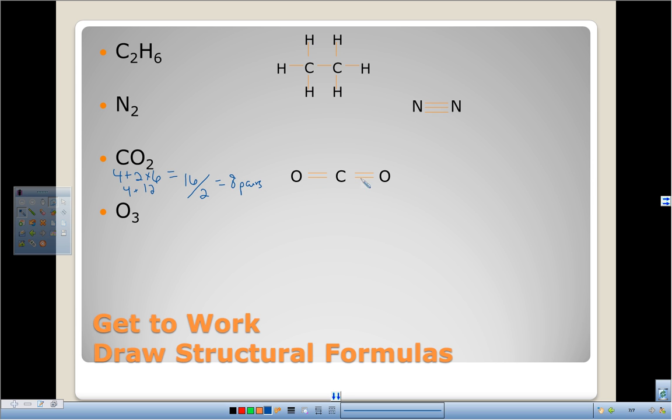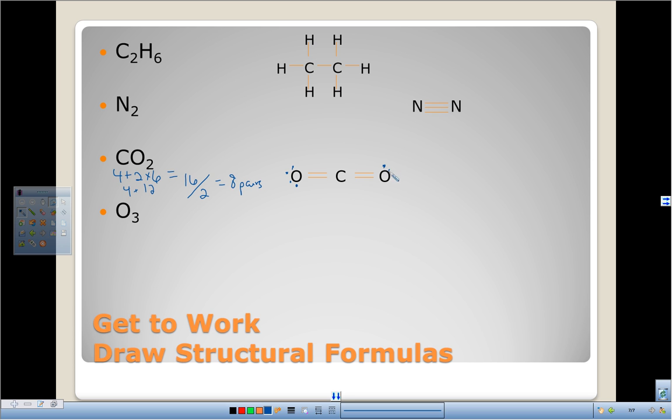I put 1 bond in between them, and carbon's still not happy. So I put a second bond. Now carbon is happy, but I only have 4 pairs used up. I still have 4 more pairs left over. So I'm going to put a pair on the oxygen, another pair on the oxygen.